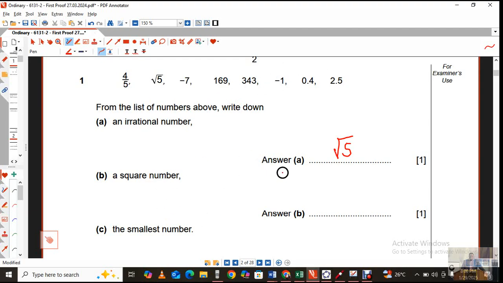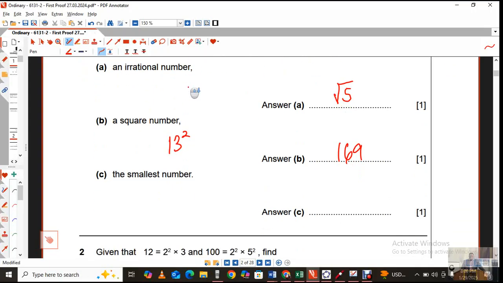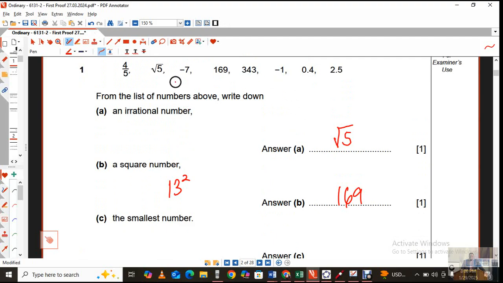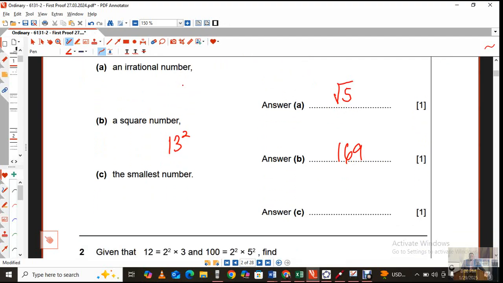Now a square number, this is just recalling. There is nothing here to give yourselves a headache. Square number, that is obviously 13 times 13, which gives you 169, which is in the list. The smallest number, think of the number that is furthest away from 0 to the left or down, depending on how your number line is, if you need that visual. Obviously, negative 7 will be the smallest number. Take note, negative 1 is closer to 0, so negative 7 will be the smallest number in that arrangement.